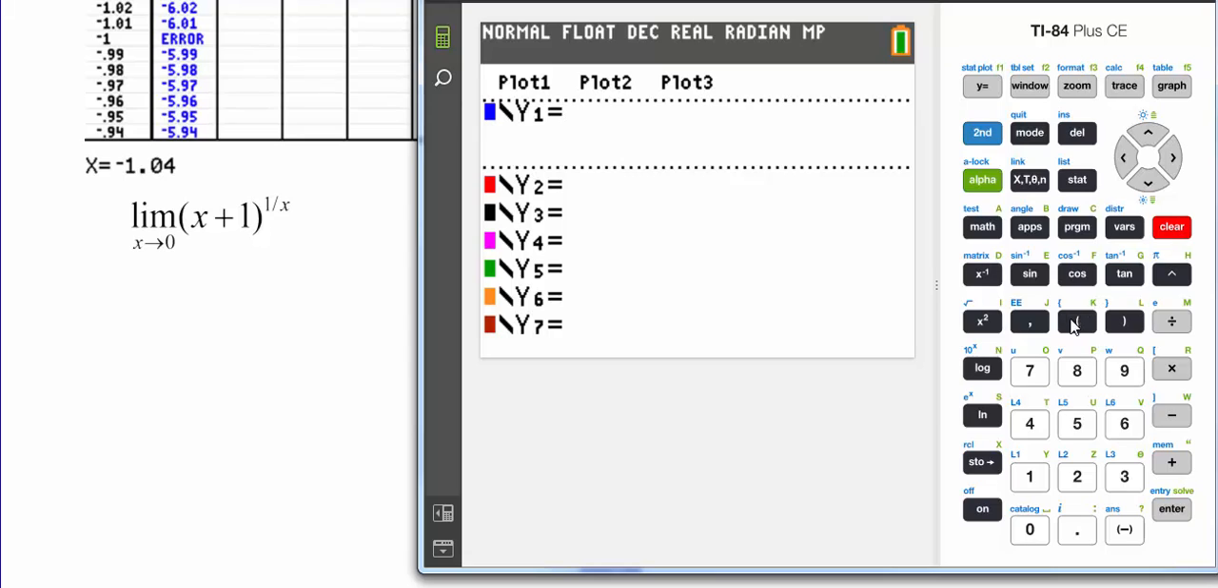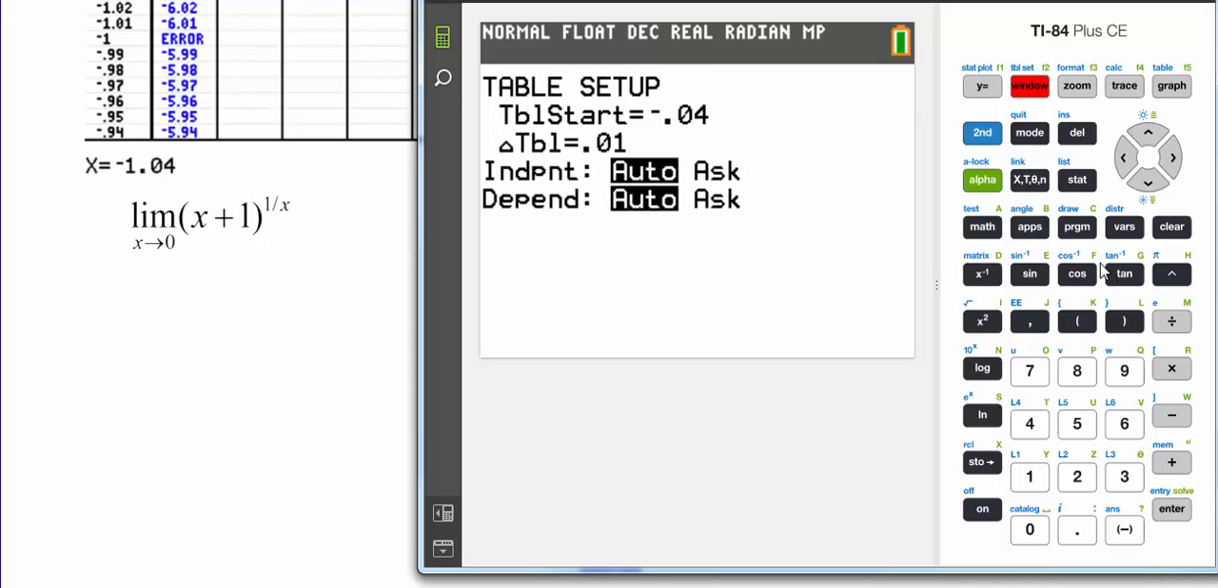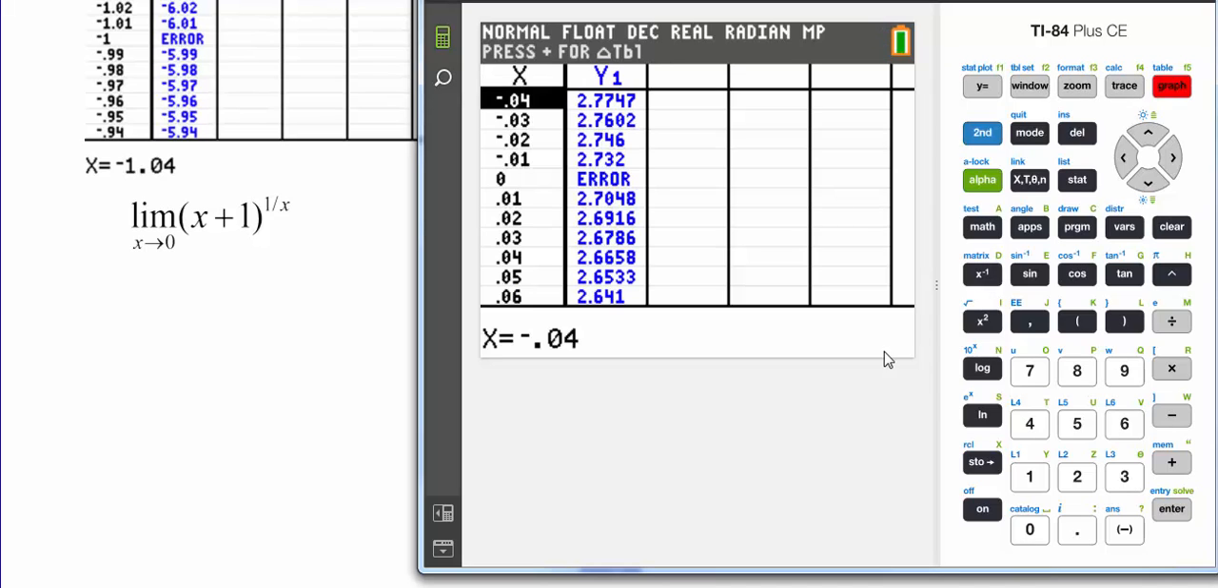So let's go ahead and graph x plus 1 to the 1 over x power. It's kind of an interesting little graph. If you want to look at the actual graph, you can. Truthfully, what we're more interested in is again the table, because we want to see the limit as x approaches 0. I think I actually have a pretty good table set already, so I'm going to go take a look at that table. And here are the numbers.